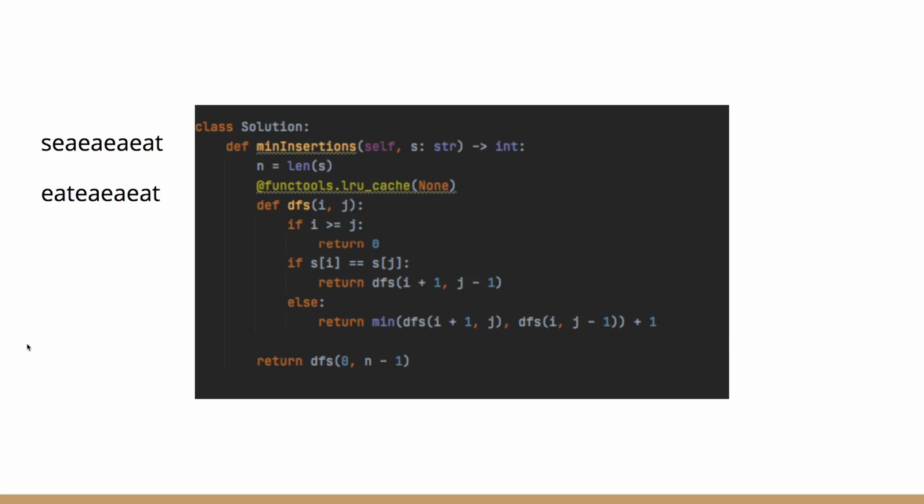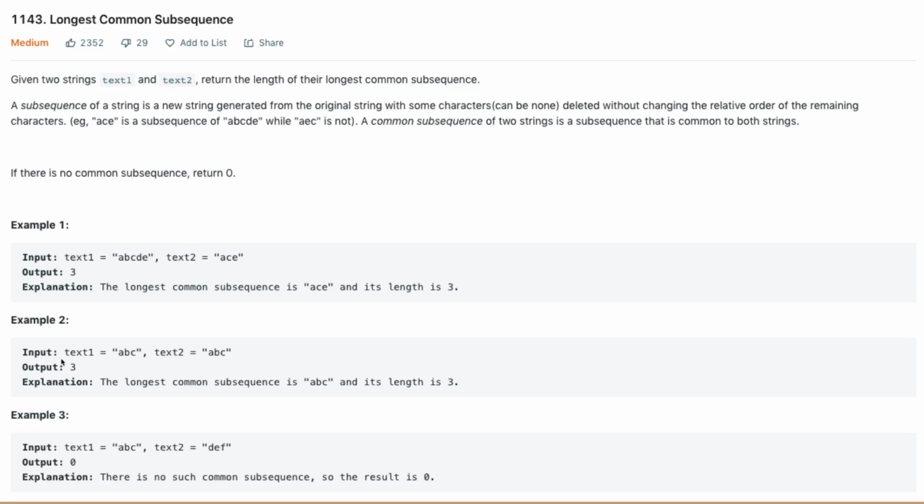Okay, let's move on. Oh geez, this is the classic dynamic programming problem, longest common subsequence. This is so classic. You learned this in the textbook. I'm not sure why LeetCode puts this as a 1,000-plus problem, but this is so classic. We are given two strings, text 1 and text 2, and return the length of the longest common subsequence. A subsequence is a new string generated from the original string with some of the characters, which can be none, deleted without changing the relative order of the remaining characters.